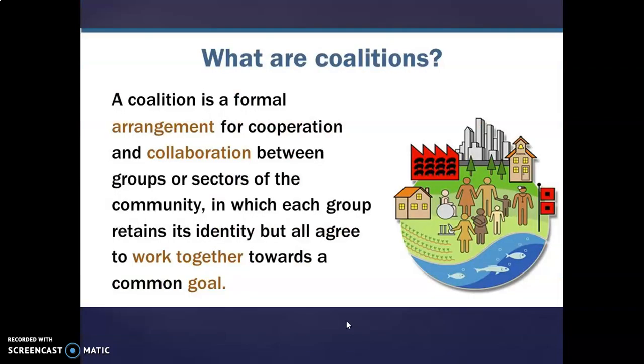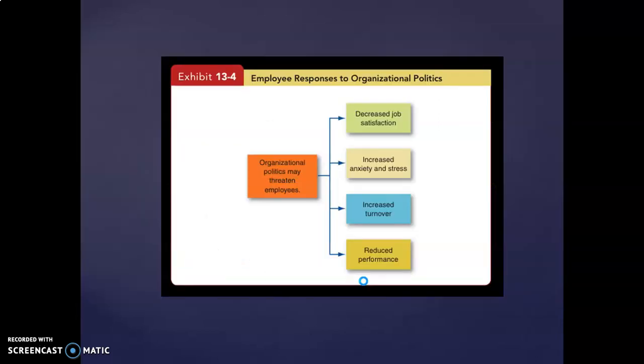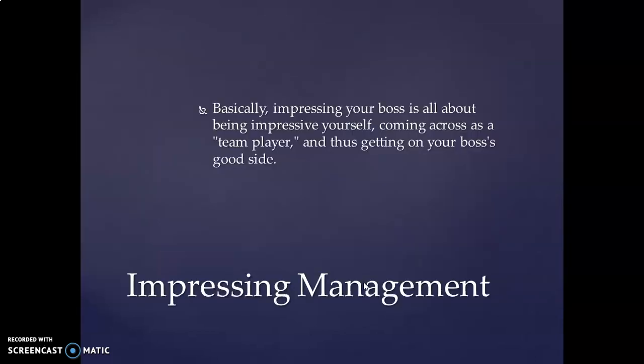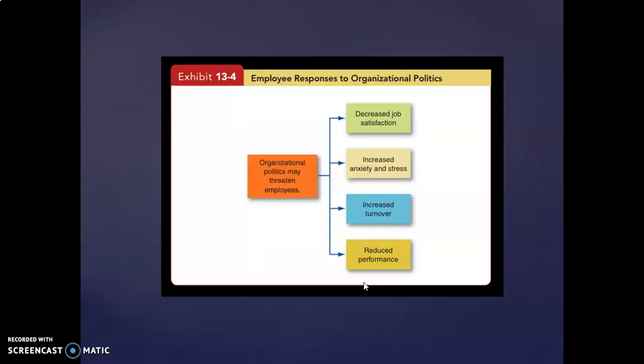Fine. Now coming on to what are coalitions. Coalitions is actually a formal arrangement between groups or sectors of community in which each group retains its identity, but all agree to work together towards a common goal. So this is coalition.